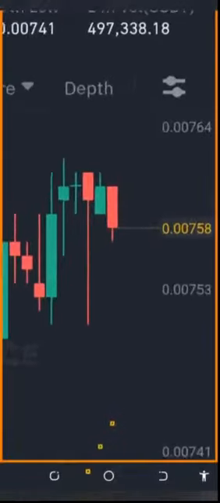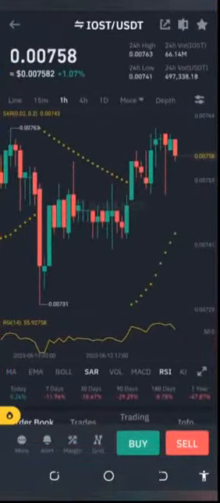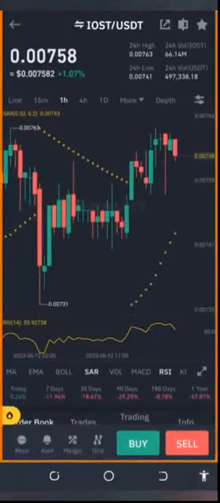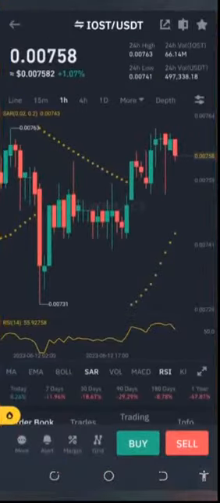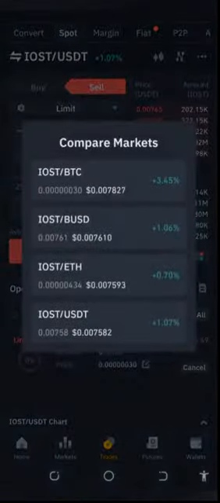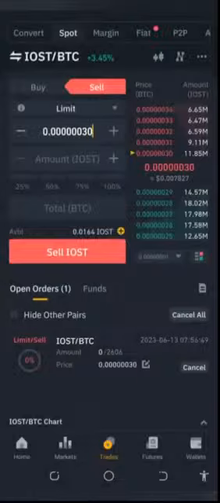Can you see this? It's currently a red candle, but look at the parabolic SAR. The parabolic SAR is heading upwards. So there's a tendency that this can push up. So I'm going to keep my eyes on this. The other thing I'm going to keep my eye on, of course, is still IOST BTC because I don't have a choice really at this point.